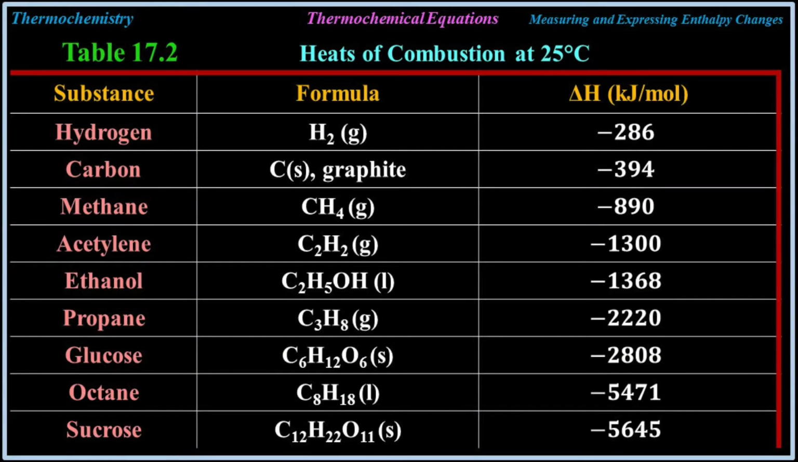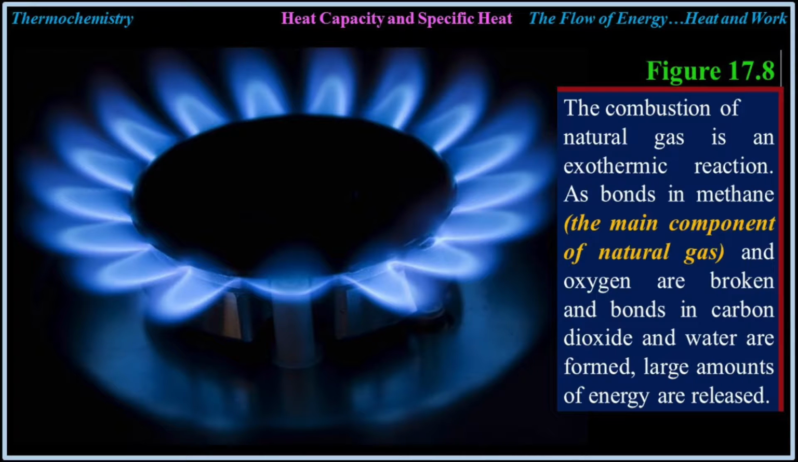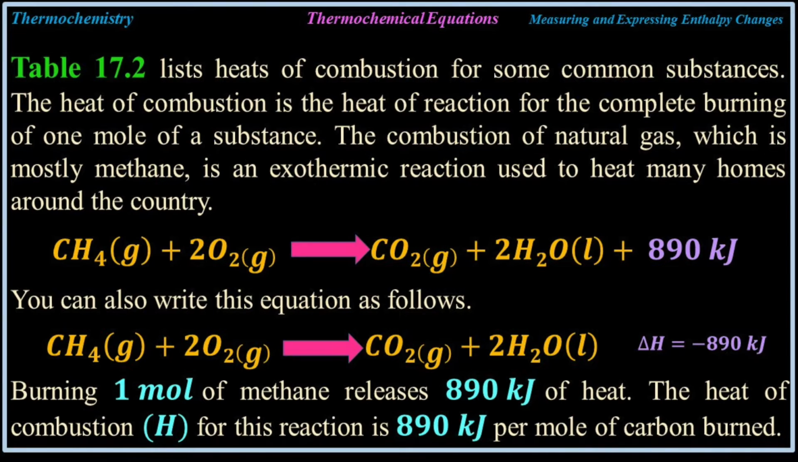Here is table 17.2, heats of combustion for various substances. The combustion of natural gas is an exothermic reaction. As bonds in methane, the main component of natural gas, and oxygen are broken and bonds in carbon dioxide and water are formed, large amounts of energy are released. Table 17.2 lists heats of combustion for some common substances. The heat of combustion is the heat of reaction for the complete burning of 1 mole of a substance.